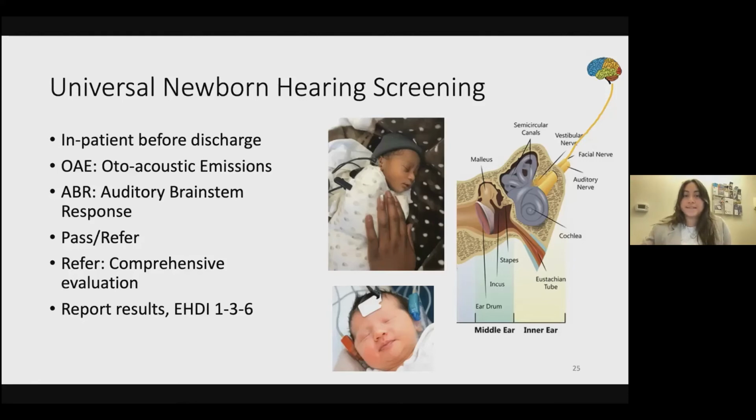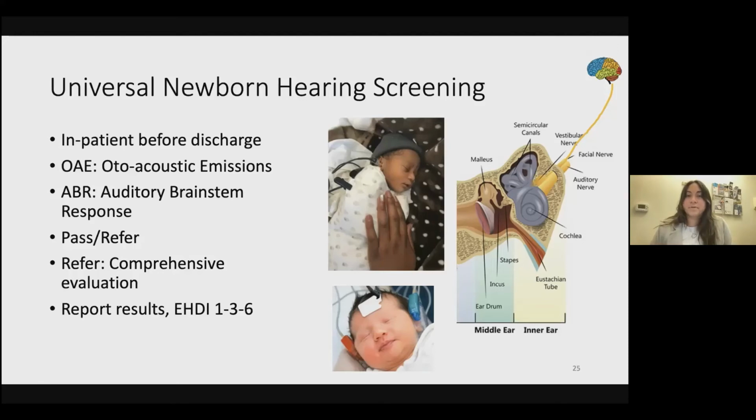When a child passes a newborn hearing screening, it means that they have typical hearing or at most a mild hearing difference. When a baby does not pass a newborn hearing screening the first time, they will be rescreened a second time in both ears, either before discharge or in an outpatient setting. If the child does not pass the rescreen, they are referred for a comprehensive diagnostic evaluation.